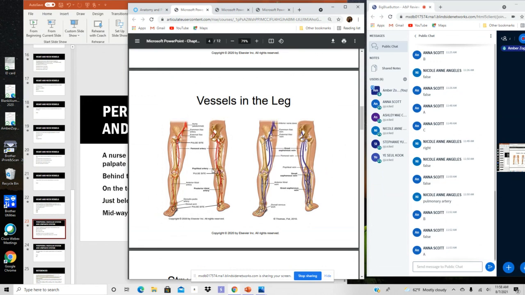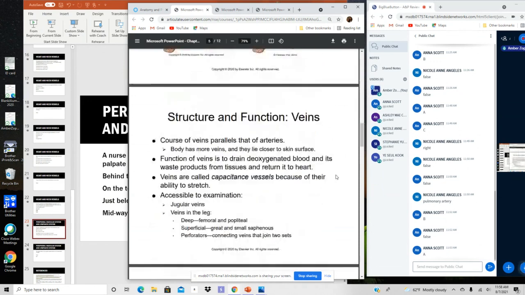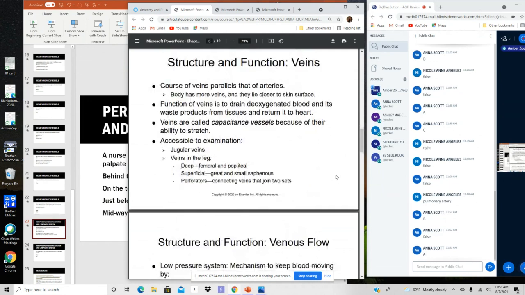Okay, and then on this side we see the venous flow. Remember, venous returns blood to the heart, and it is unoxygenated. And that's why the veins here are depicted as blue, because they are low in oxygen content. The course of veins parallels that of arteries. The body has more veins, and the veins lie closer to the skin surface. The function of veins is to drain deoxygenated blood and its waste products from tissues and to return it to the heart. The veins are called capacitance vessels because of their ability to stretch.